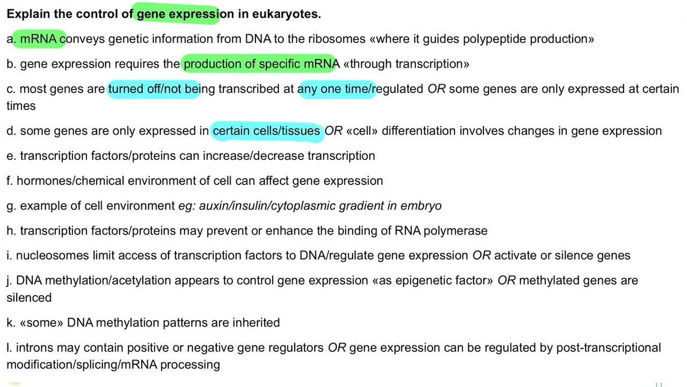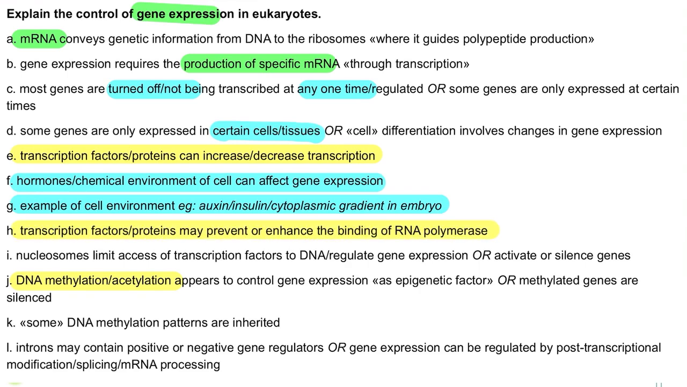Then, who can cause them to increase or decrease this entire process? The transcription factors, right? They can increase or decrease, as well as the methylation and acetylation. These can increase or decrease the transcription. Now, when we talk about the environment, we also have hormones and chemicals that can affect it. I gave an example like insulin. And then I go again here, transcription factors may prevent or enhance the binding of the RNA polymerase.